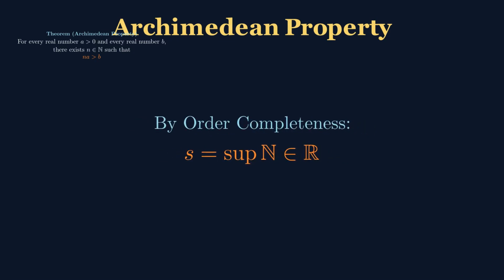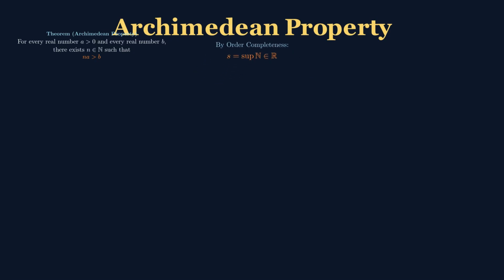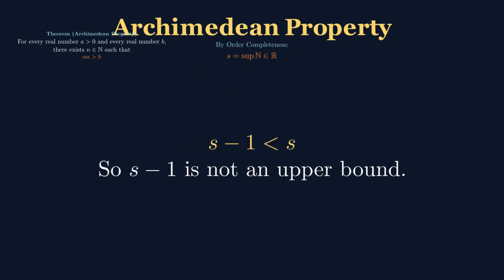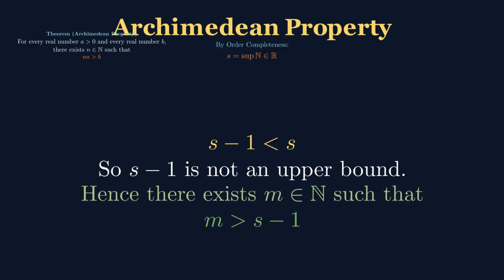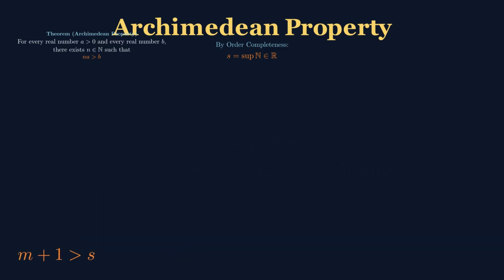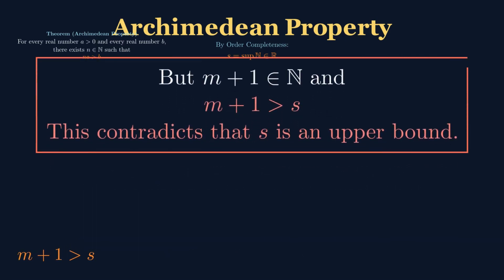The property is proved using the order completeness axiom of real numbers. It is a visually explained proof. Completeness implies the Archimedean property, but the Archimedean property does not imply completeness. The rational numbers are Archimedean, but they are not complete.